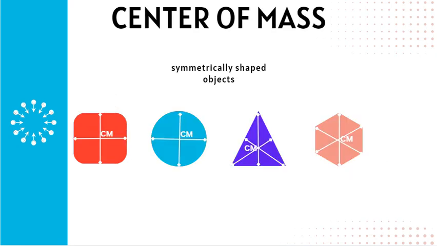Then what is the center of mass? The center of mass is a point at which mass distribution is equal in all directions and it doesn't depend upon the gravitational field. The center of gravity is a point in an object where the distribution of weight is equal in all directions and it does depend on the gravitational field.